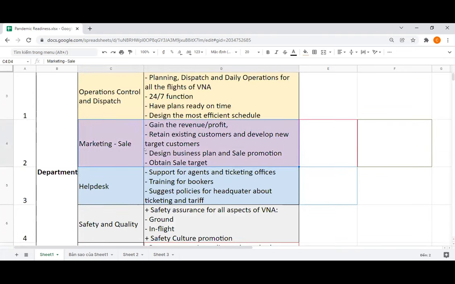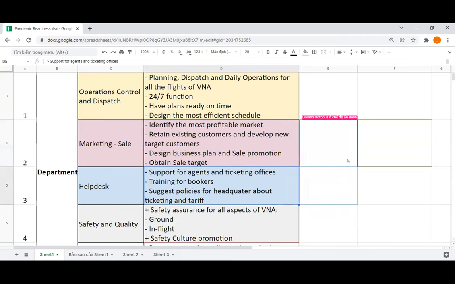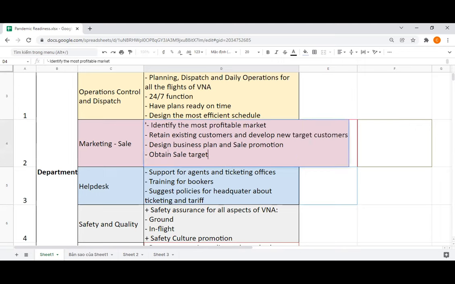Okay, thank you. And so group two is marketing and sales. Okay. So gain revenue and profit. Could that perhaps be identify the most profitable markets, something like that? Okay, retain existing customers, design business plan and sales promotion, and obtain sales target. What would that mean? Obtain sales target? Meet the sales target, is that it? Yeah. Okay.